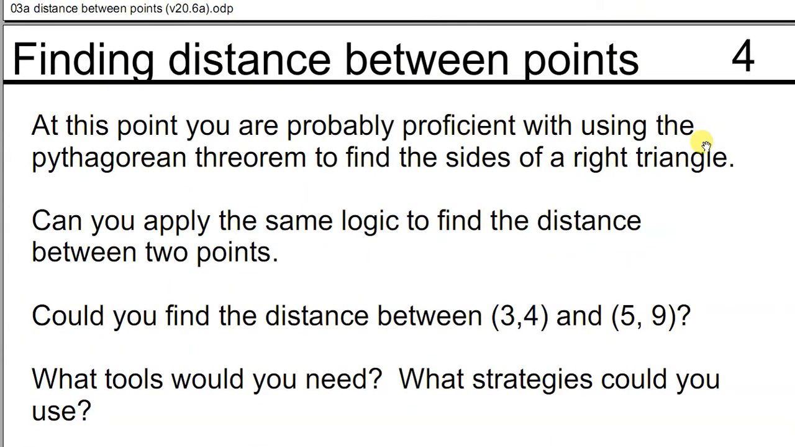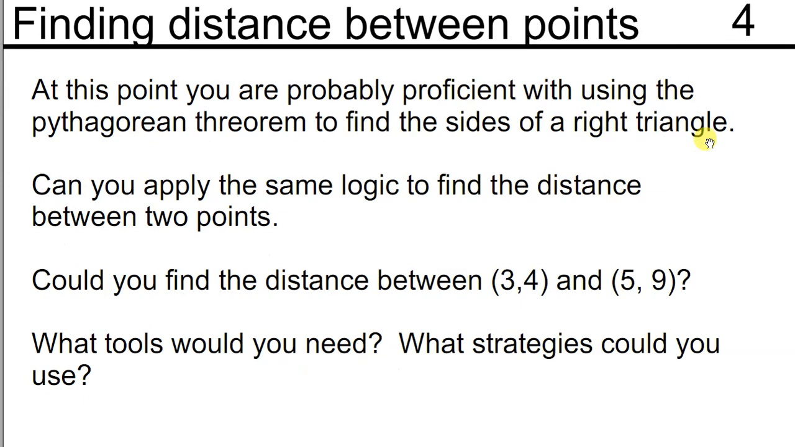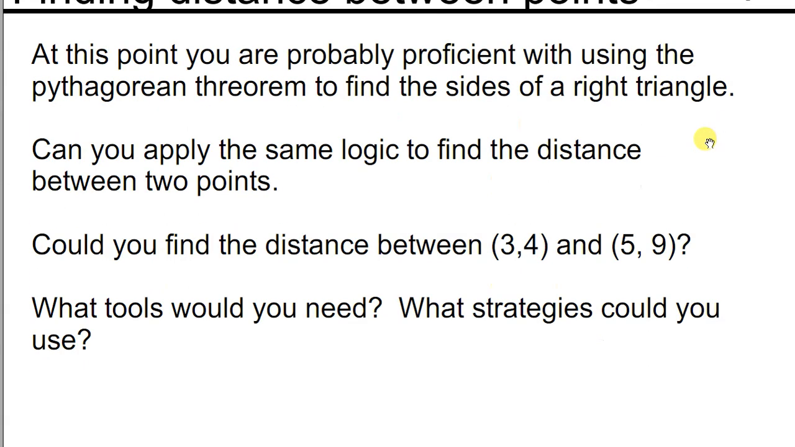At this point, you're probably proficient with using the Pythagorean theorem to find the sides of a right triangle. Hopefully you are. You can apply the same logic to find the distance between 2 points. Could you find the distance between (3, 4) and (5, 9)? What tools would you need? What strategies could you use?